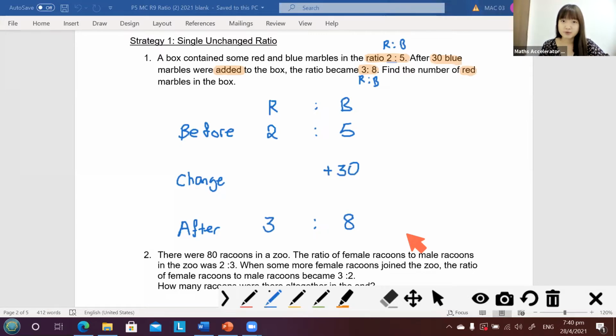But just take note. Ratio means they can be represented as units. So the 3, 8, 2, 5, they are units. But 30 here will be the number of marbles.